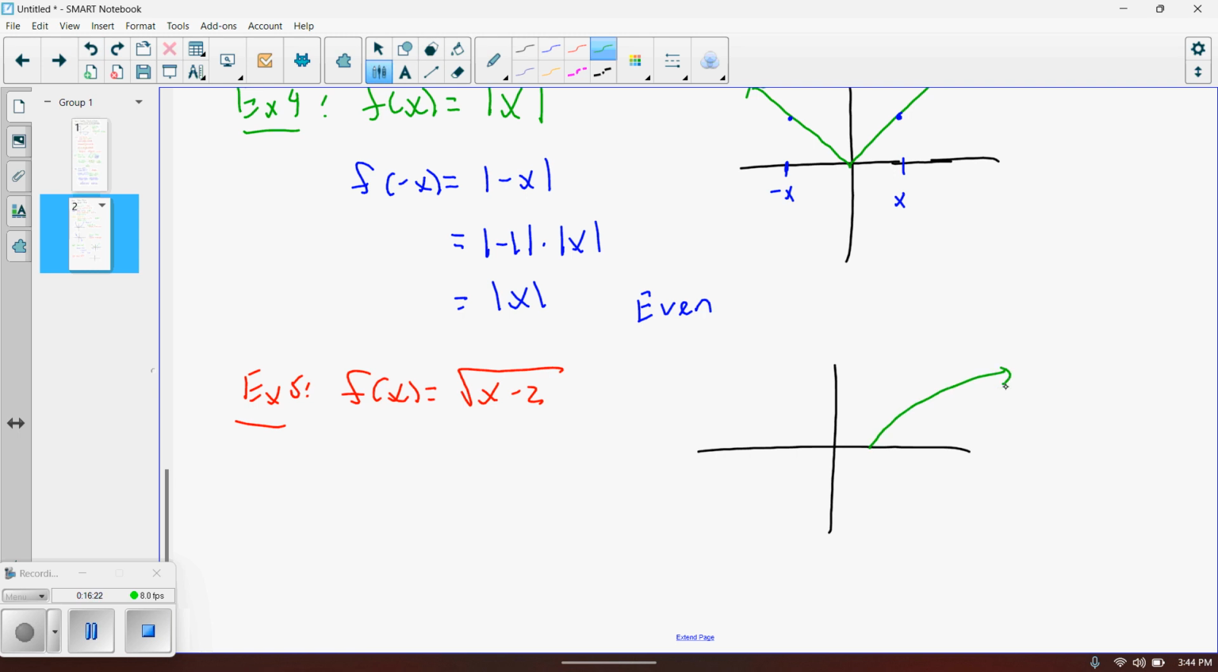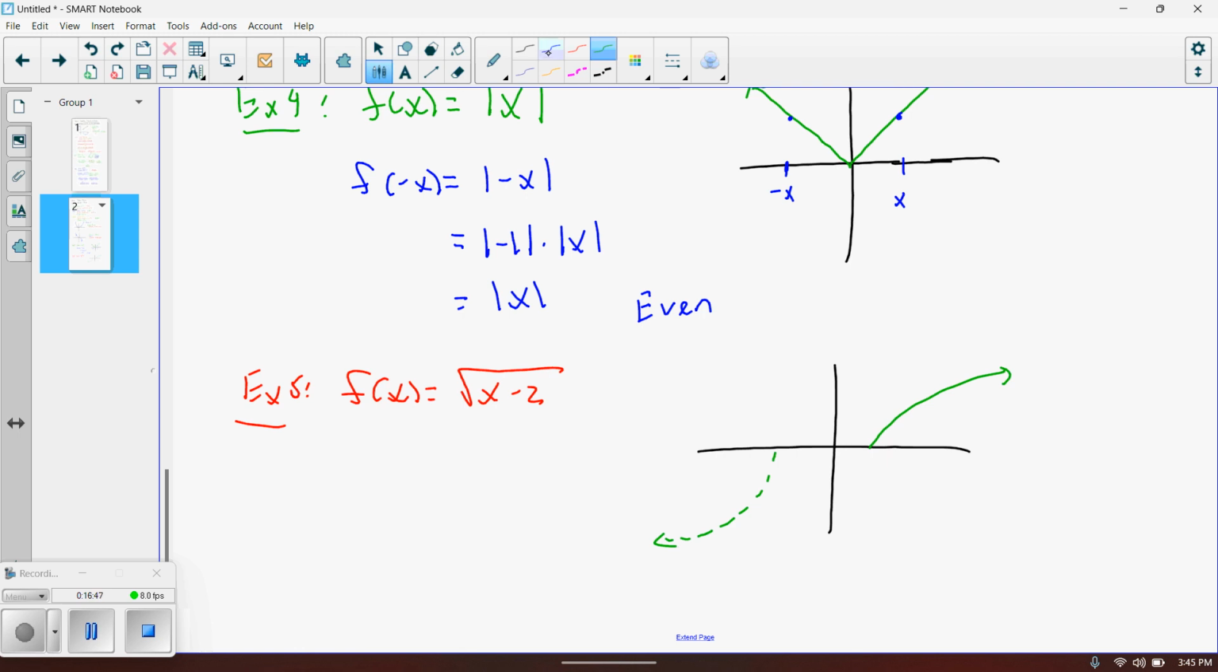And hopefully you can visually look at that graph and say, okay, well, this definitely isn't even. It's not symmetric to the y-axis. And it's definitely not going to be odd, because if I rotated it 180 degrees, it would actually look something like this. It's not going to lay right back on top of itself. So this one in this case is not going to be either one.